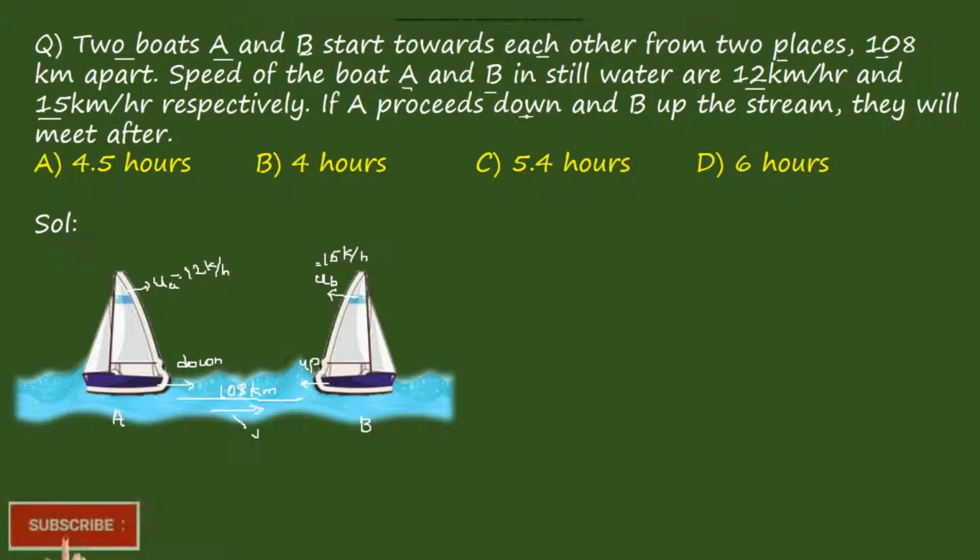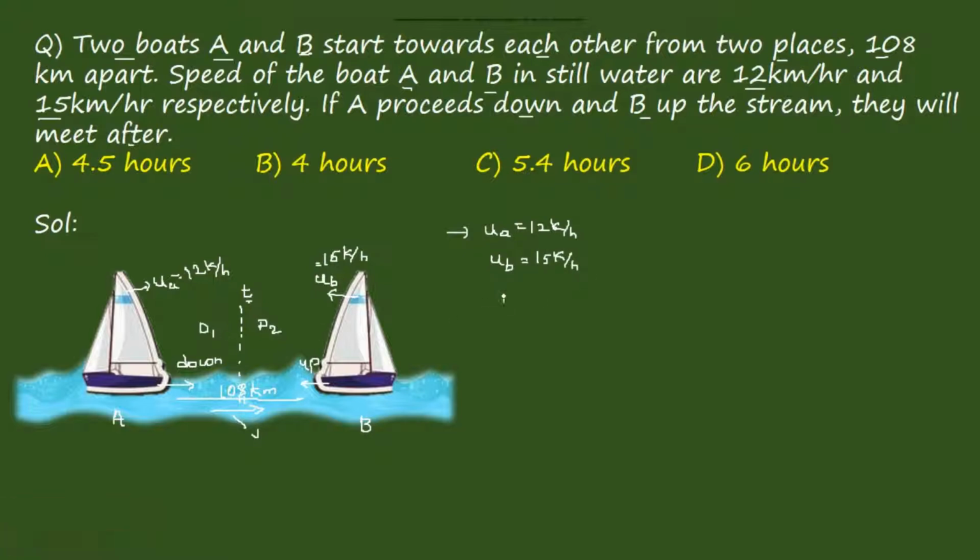Right? A proceeds down, okay, it is moving downstream, and B moves up the stream, okay, it is moving upstream. They will meet after, okay. There will be a point where both the boats will be meeting, at a time t. We have to find the value of time t now. The boat moving downstream, consider the distance traveled as d1, and boat B moving upstream would be moving a distance of d2, and they would be moving for a time t. Now U of A is equal to 12 kilometers per hour and U of B is equal to 15 kilometers per hour, and you can say that d1 plus d2, total distance, is 108.